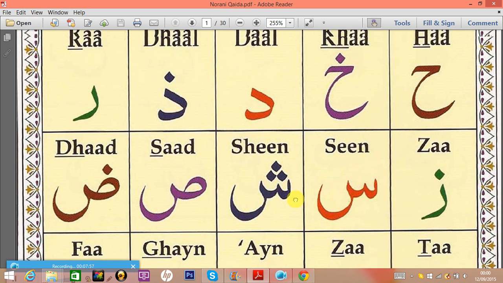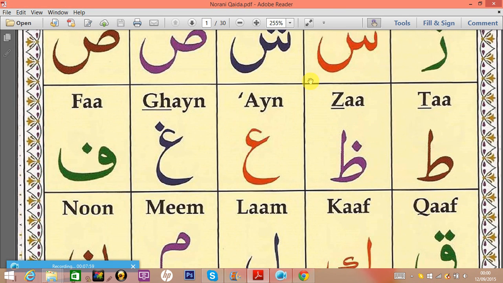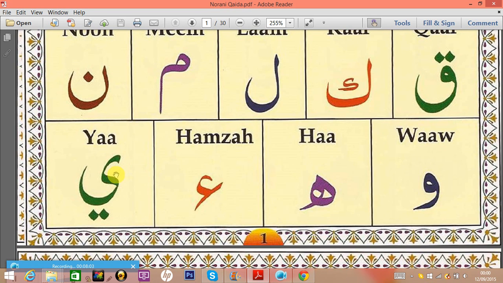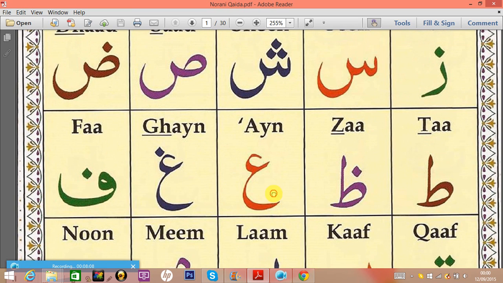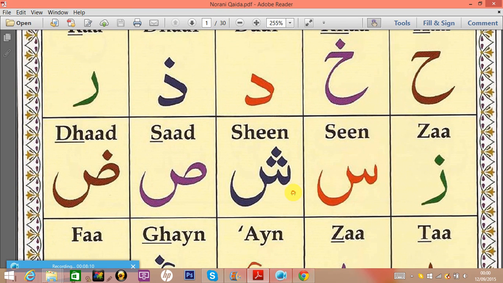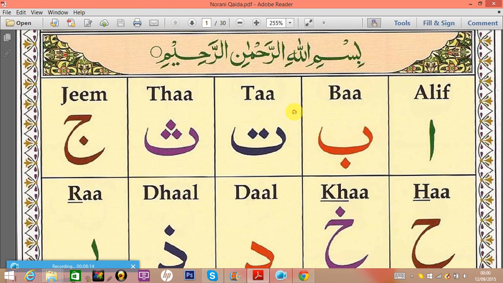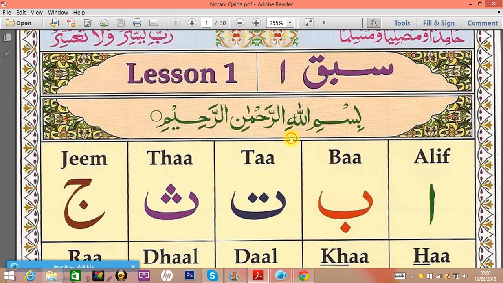And how many letters have two dots downside? That is only ya. Whenever you see two dots downside, that will be ya. Okay, so this was the recognizing lesson, and you can say this is the test of your alphabets as well. Hopefully, inshallah, you will enjoy this lesson as well.